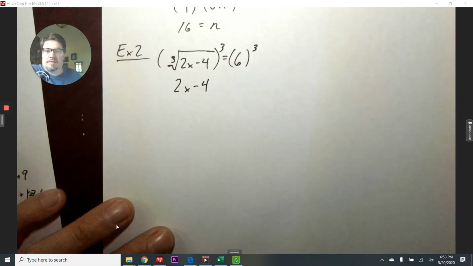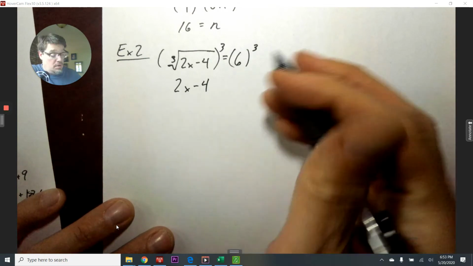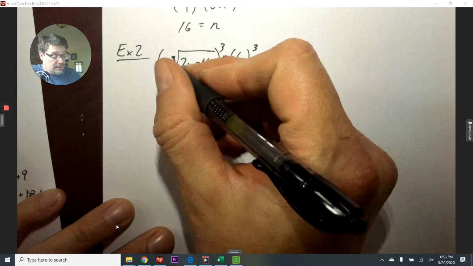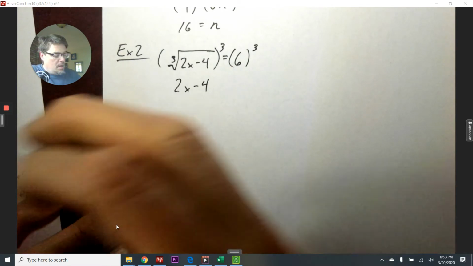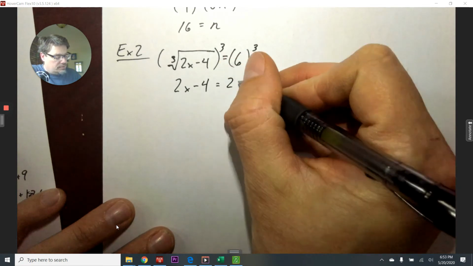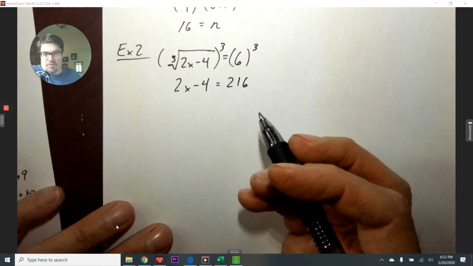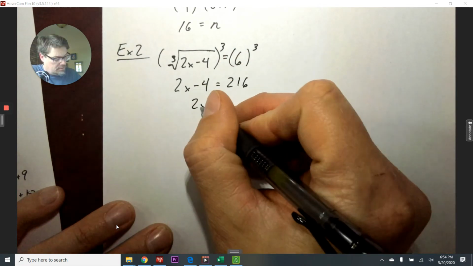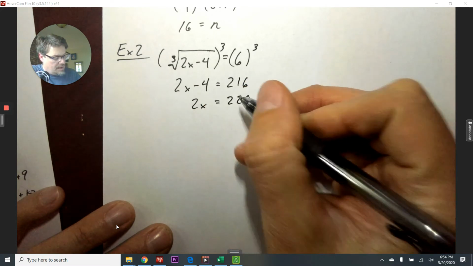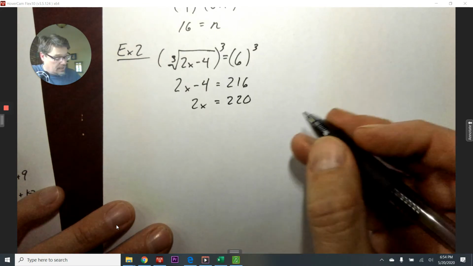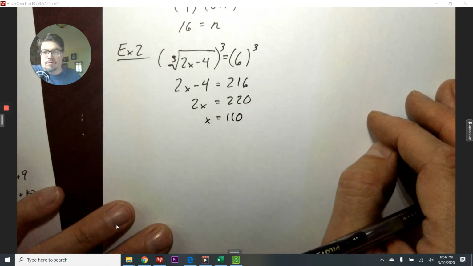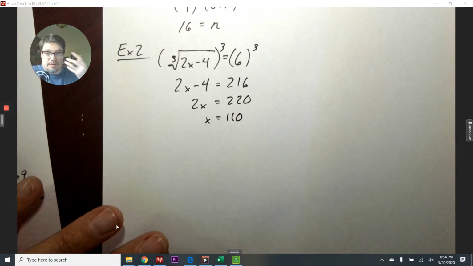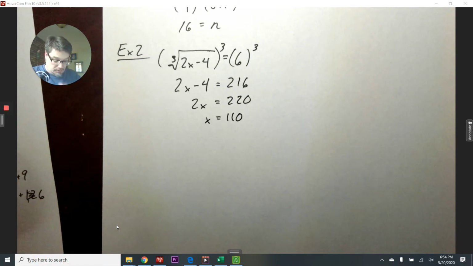So that's great. It's actually pretty simple, because it looks complex when you see a radical, but actually it's not. You can just undo the situation with a cube. Now, 6 to the third power is 216. And so I'm going to add 4 to both sides, so I get 220. And then I will divide by 2 on both sides, and I get 110. Again, to undo a cube root, you just cube it. Make sure you do it to both sides.